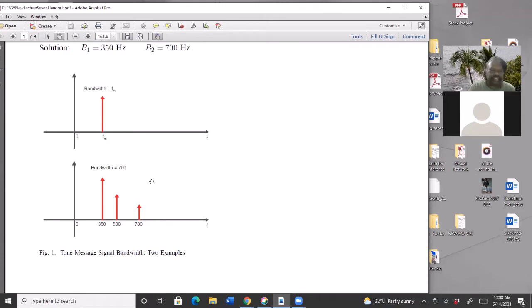And I have just illustrated it using a diagram. Okay, so if you have just f_m, the bandwidth is f_m. If we have different frequencies, of course this side I haven't shown, but the bandwidth of this signal is considered to be 700 Hertz. All right.